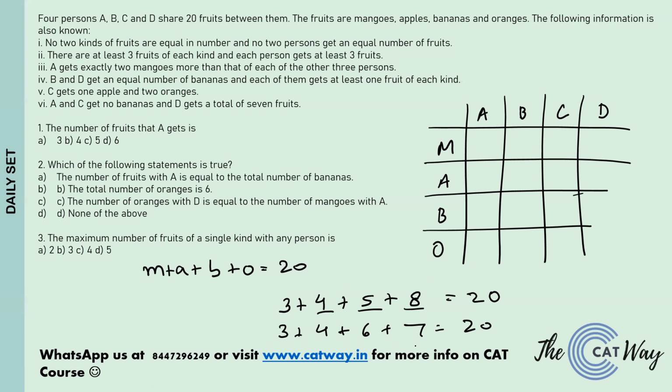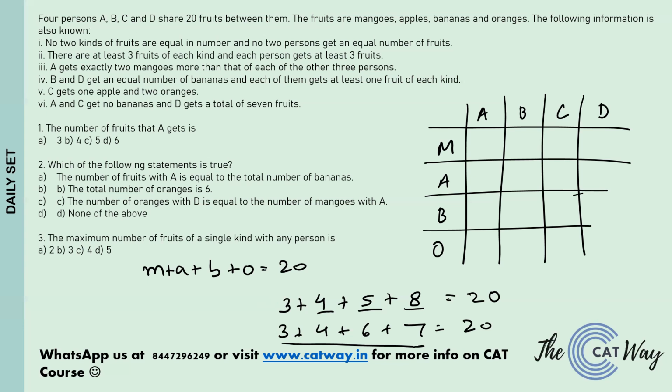Now this case is also the same for the number of fruits with each person: none of the people have an equal number of fruits, and every person gets at least three fruits. So in that case also we have the same possibility.